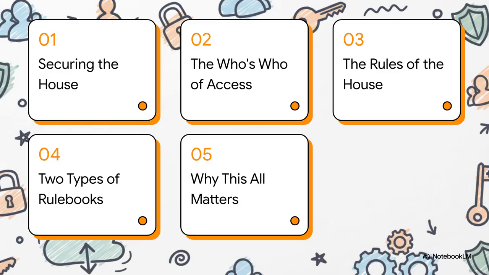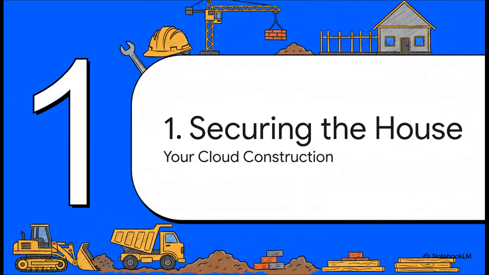So here's how we're going to break this down in 5 simple parts. We'll kick things off with our construction analogy, then we'll introduce the key players. After that, we'll actually look at the rule book, see how those rules get applied, and then wrap it all up with why this is so incredibly important. All right, let's start by laying the foundation.